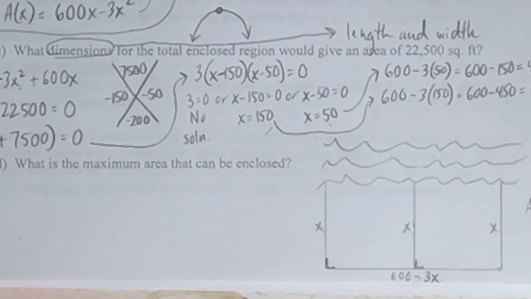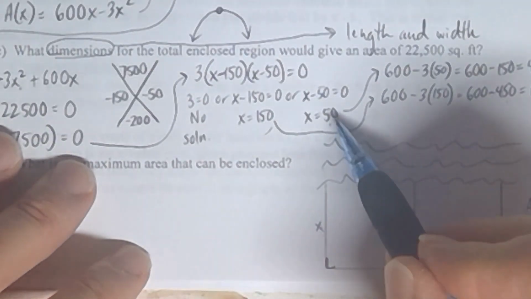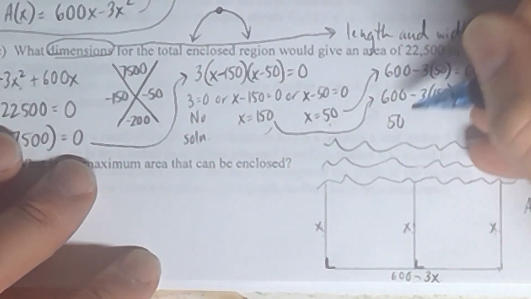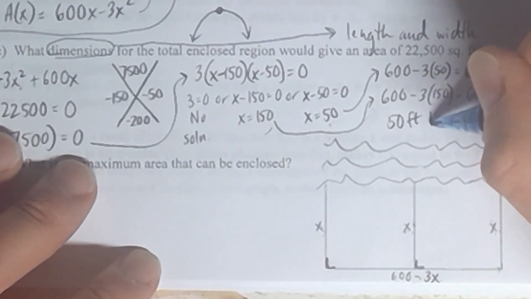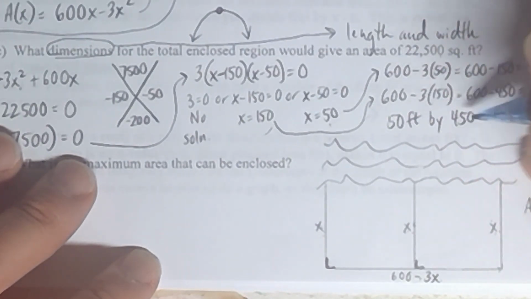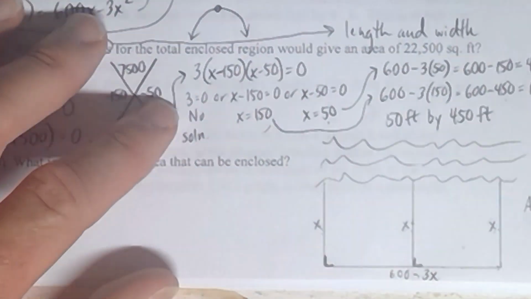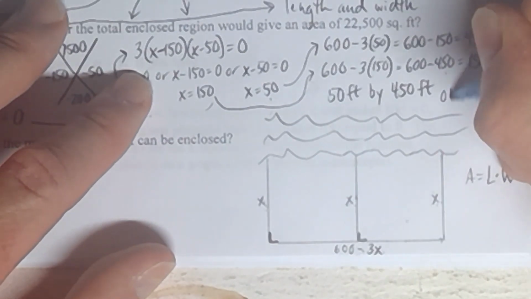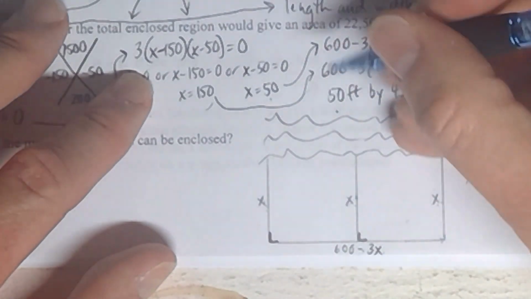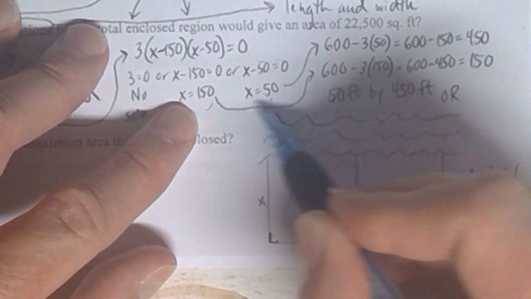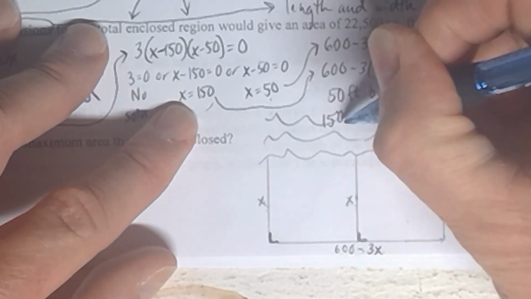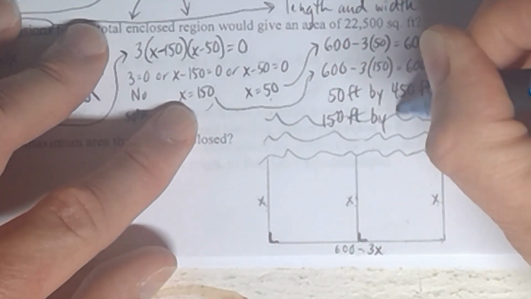All right, what did we just find out? Let's go through this carefully. It says here that when the x is 50, the bottom side is going to be 450. So 50 feet by 450 feet is one of the possibilities here. 50 feet by 450 feet, okay? Or what? Or the other possibility is 150 paired up with what? 150 paired up with 150. So the other possibility is 150 feet by 150 feet.